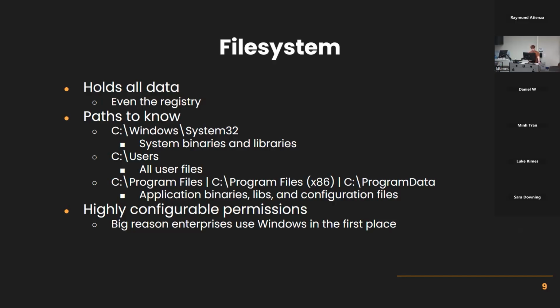The really great thing about the Windows file system compared to Linux is that it has really, really configurable permissions. It's a big reason why enterprise uses Windows in the first place. You can set a lot more specific permissions per individual user and per group than you can with Linux, where you can only set file permissions based on the users and groups that own those files, as opposed to all of them within the file system. A lot of services and files also use something called SDDLs, which we'll touch on lightly.